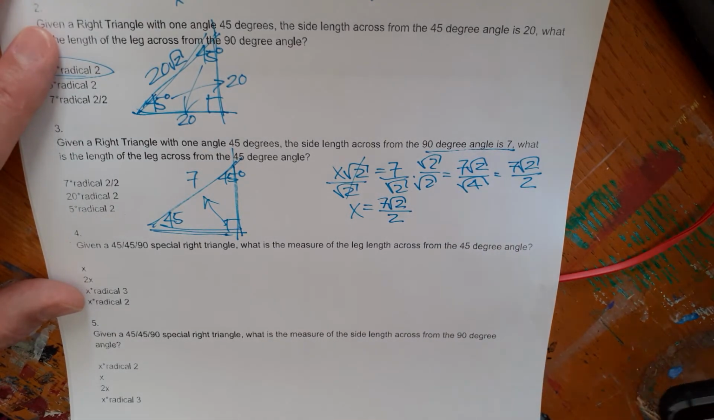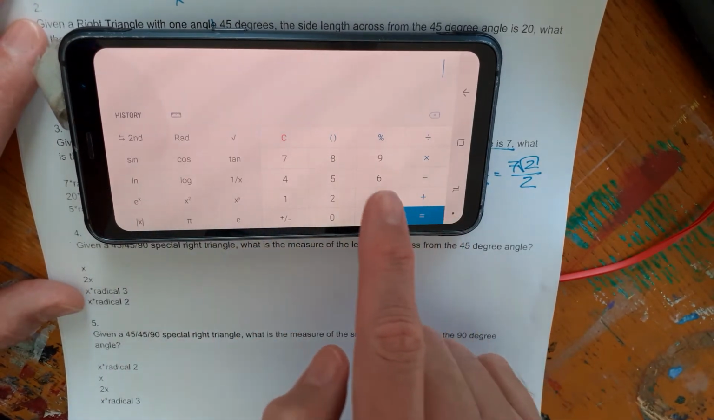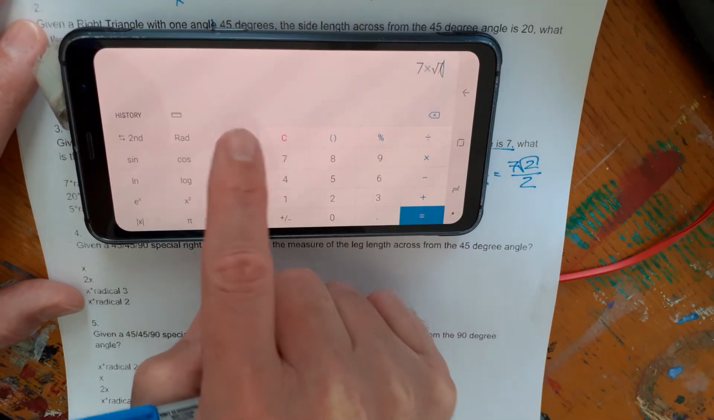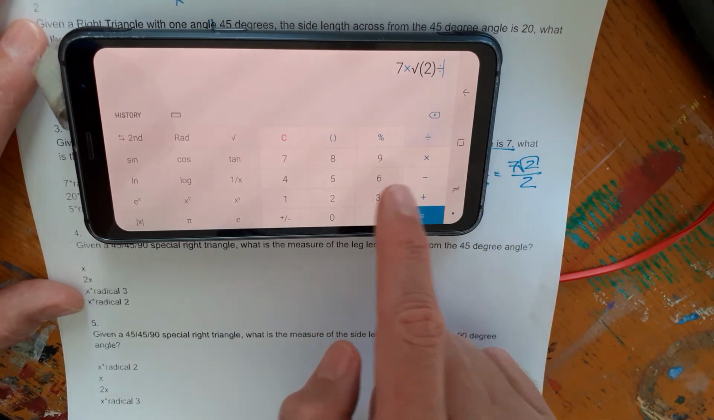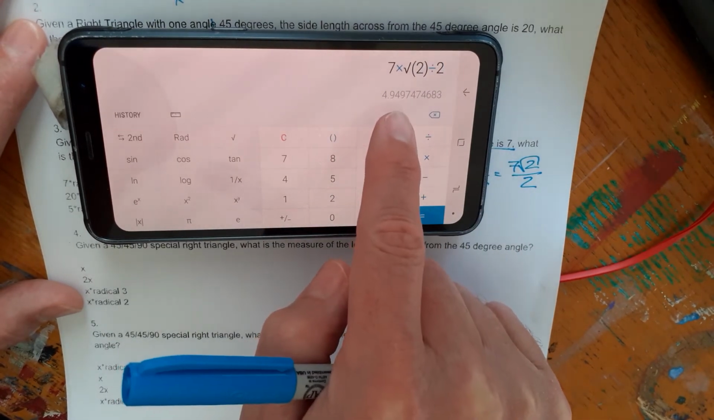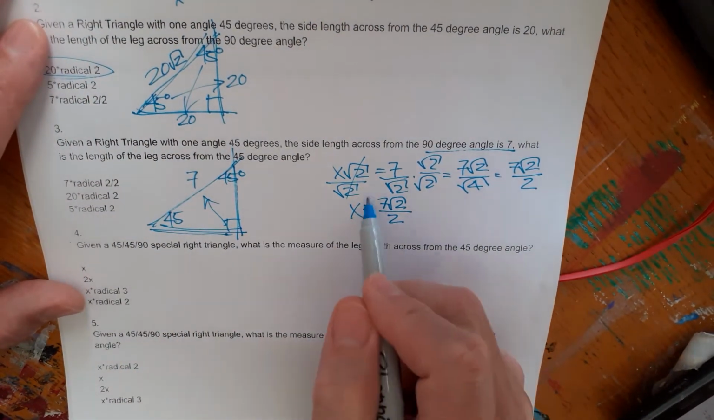And just to go back to the calculator 1 second, if we needed to say what that was numerically, we'd go 7 square root of 2 parentheses divided by 2, 4.95, right? But we're not. We're going to leave it more accurate in this form here.